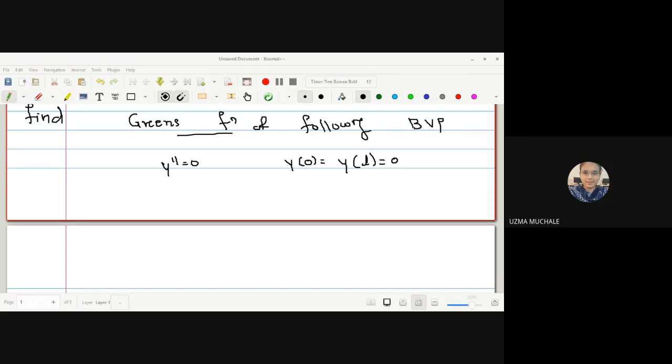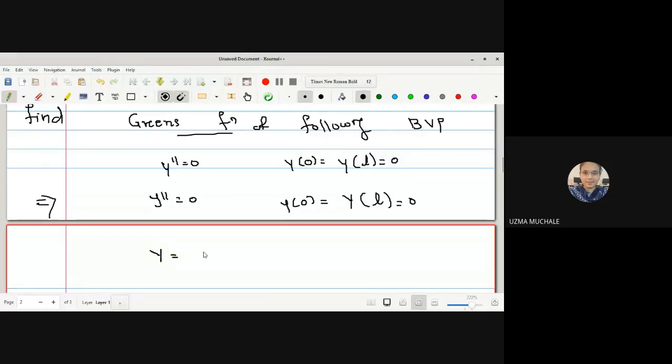Now by seeing the differential equation itself, I can say what the solution for this differential equation is. First you have to write down: the given differential equation is y double dash is equal to 0 and the boundary conditions are y of L and y of 0 equal to 0. Now, by seeing this differential equation itself, I can say the solution of this equation can be y of x is equal to, let me evaluate this, y dash is equal to b, and y is equal to some bx plus a, or we can write it as ax plus b.